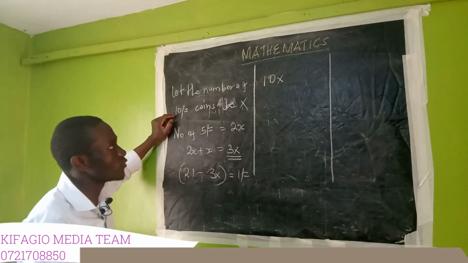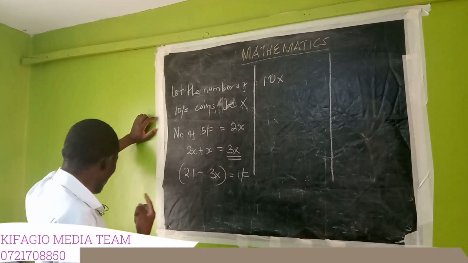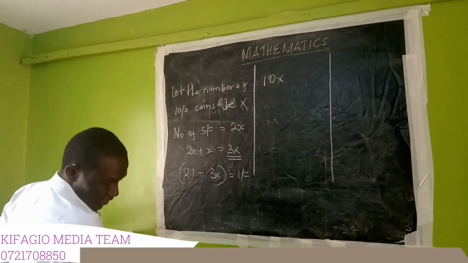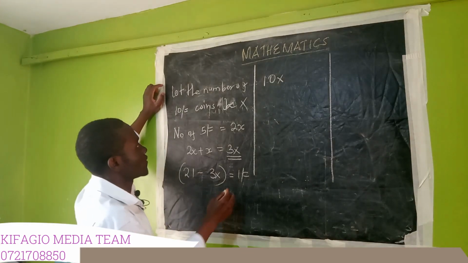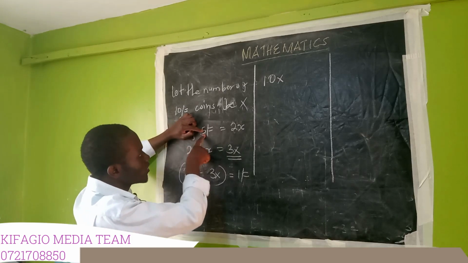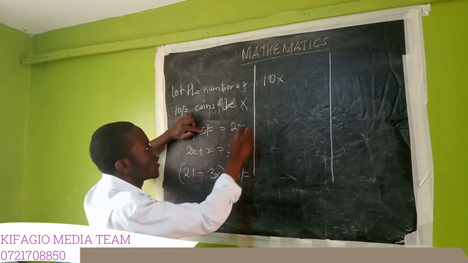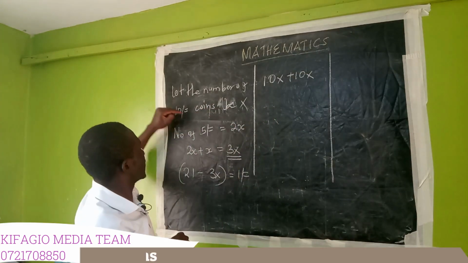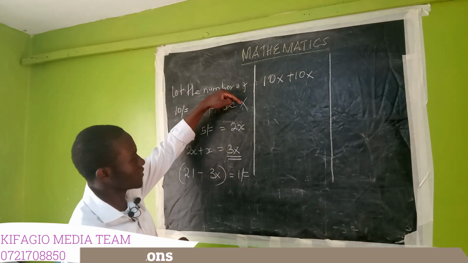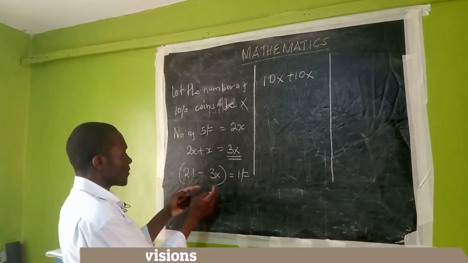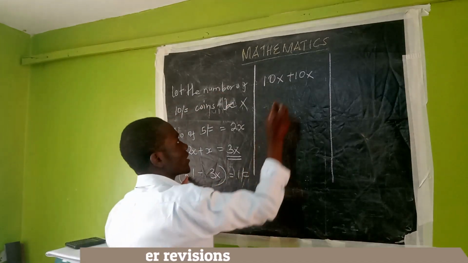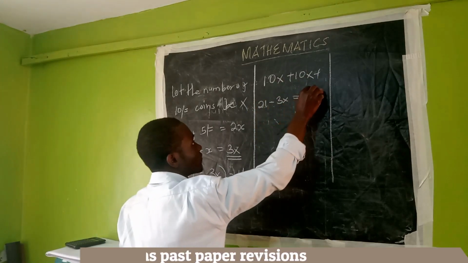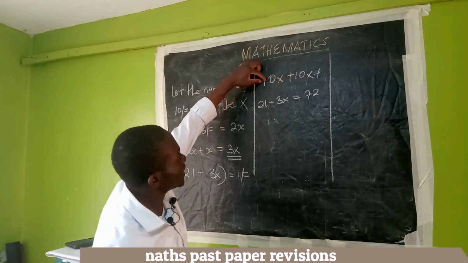Now we want to get the value. How is it that the total value of the 21 coins is 72 shillings? Multiply the value with the number of coins. Then 5 shilling coins multiplied by the number of 5 shilling coins, which is 2x, you'll have plus 10x, because 5 multiplied by 2x is 10x. And 1 shilling coin multiplied by the number of 1 shilling coins, we'll have 21 minus 3x, is equal to 72. So collect like terms.